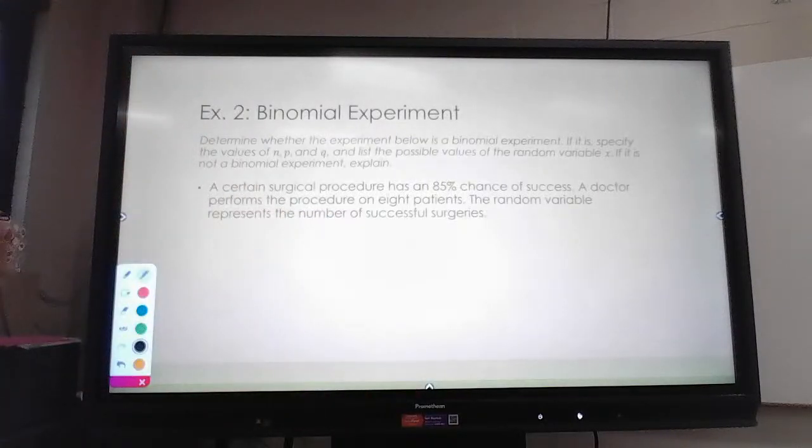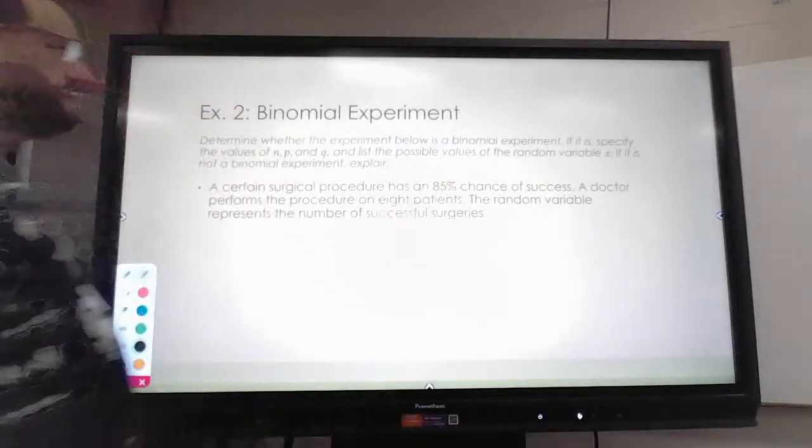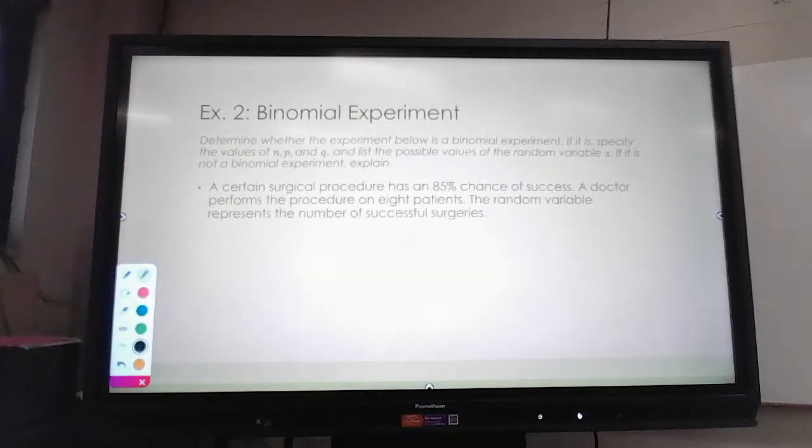For each trial, is there the same 85% chance of success? Yes, there is. It says a certain surgical procedure has an 85% chance of success. Do we have a fixed number of trials? Well, we have 8 patients. That's the number of people that this procedure is being performed on. So yes, it fits that.